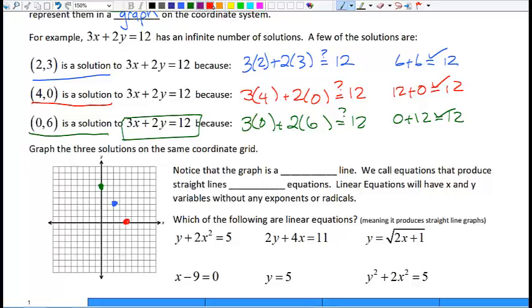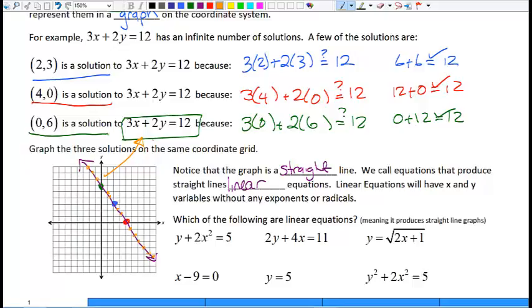Now, notice that the points are collinear, and if I connected them, it would make a straight line. So let's go ahead and connect those. We call equations that produce straight lines linear equations. So this is a linear equation. Clearly I only graphed 3 points, but every other point on this line that I didn't actually plot individually are all more solutions to that equation, 3x plus 2y equals 12. Every point on that line will solve that equation.